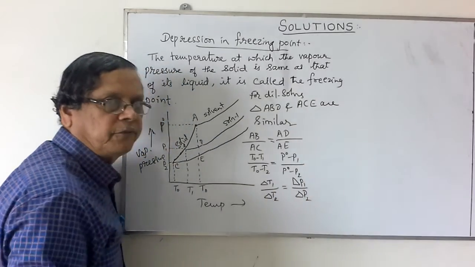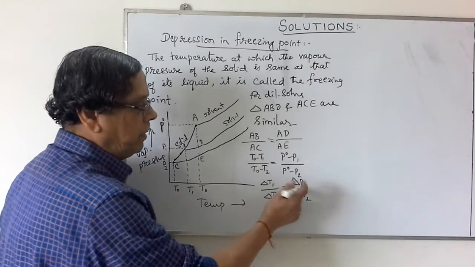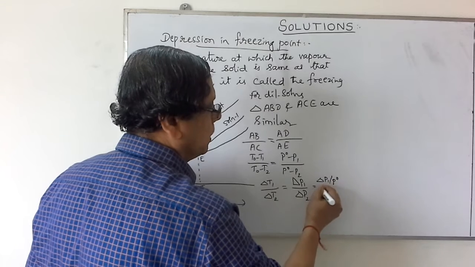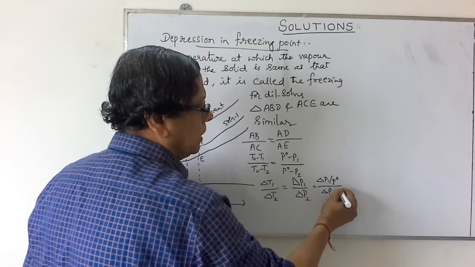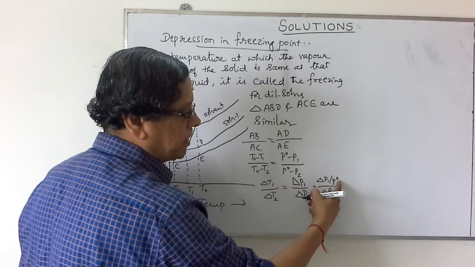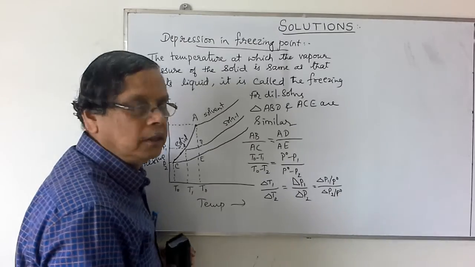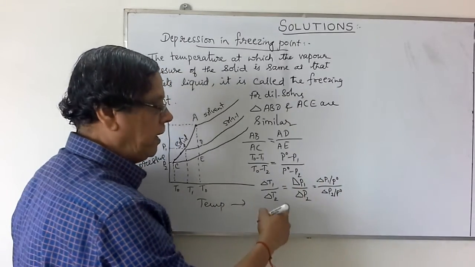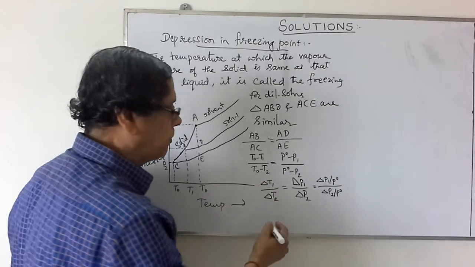Lowering of the vapor pressure for solution 1 and solution 2. This delta P1, we can also write as delta P1 divided by P0, divided by delta P2 divided by P0. This is the relative lowering of vapor pressure for solution 1. This is the relative lowering of vapor pressure for solution 2. So relative lowering of vapor pressure is a colligative property. That's why the depression in the freezing point is also a colligative property.